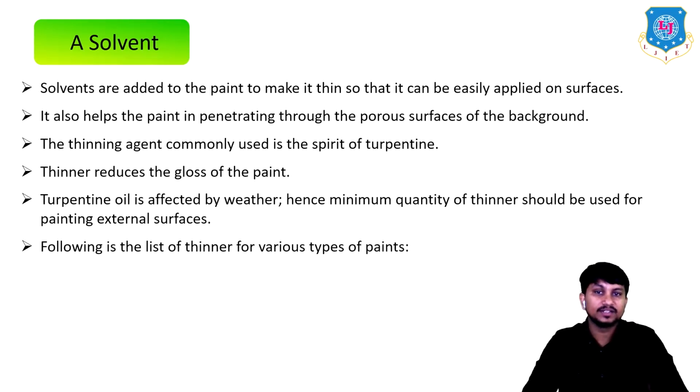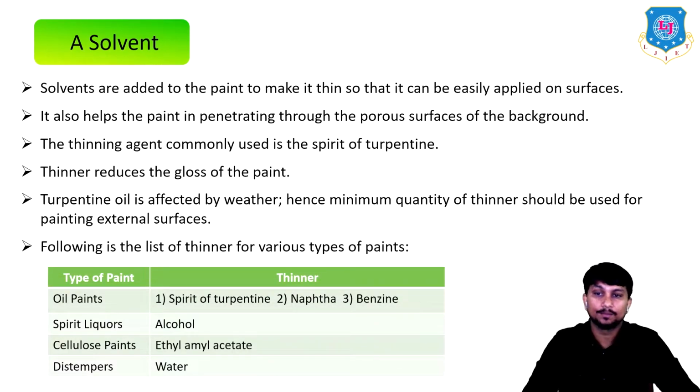Turpentine oil is affected by weather. Hence, a minimum quantity of thinner should be used for painting external surfaces. There is a list of thinners available in the market for various types of paints. If the paint is an oil paint, you can use a thinner like spirit of turpentine, naphtha, or benzene. If the type of paint is spirit varnish, you can use alcohol as the thinner. If the type of paint is cellulose paint, you can use ethyl amyl acetate as the thinner.